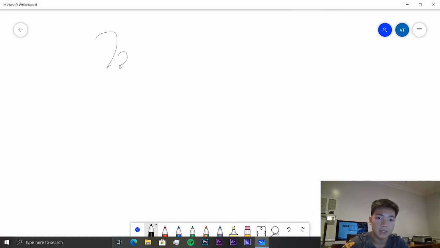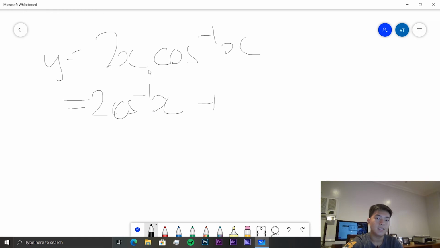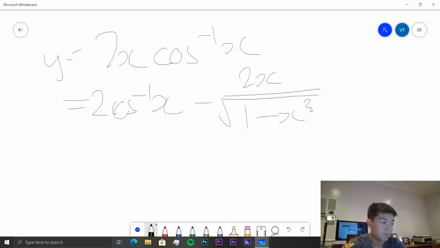The first one is 2x times arc cosine to the negative 1 of x. And so this is simply product rule. So we have first 2 cosine to the negative 1 of x, plus 2x times the derivative of cosine to the negative 1 of x, which is equal to negative 1 over the square root of 1 minus x squared. So this is actually equal to minus 2x over the square root of 1 minus x squared. So we can get that answer.